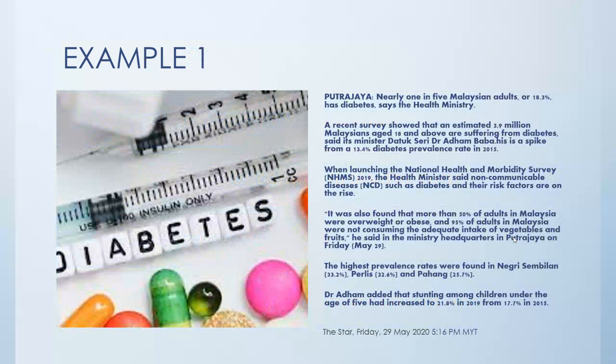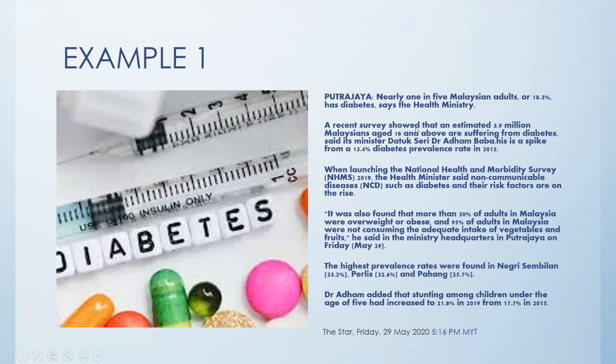Okay, for example here, ini saya ambil daripada The Star, May 2020. So this is quite a recent article. Dia kata dekat sini nearly 1 in 5 Malaysian adults, or 18.3%, has diabetes, says the health minister. Okay, so this is the problem. So 18%, ada diabetes.